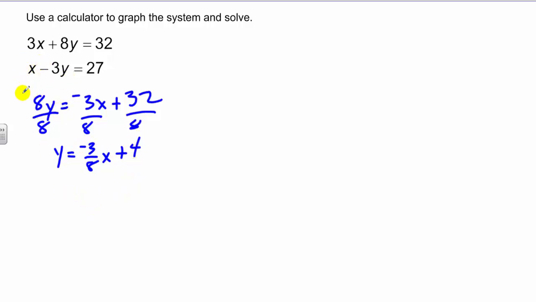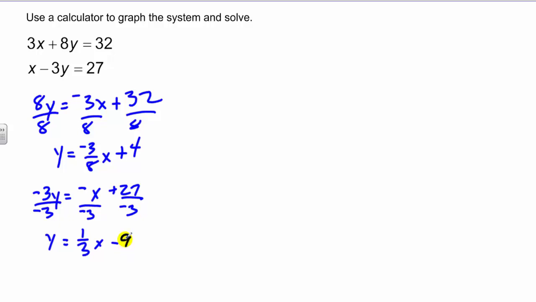Likewise, in the bottom equation, I'm going to subtract x from both sides, so I get negative 3y equals negative x plus 27. Divide by negative 3 on both sides. Notice I'm doing it to each term. I get y equals 1/3 x minus 9. So now we go to our calculator.